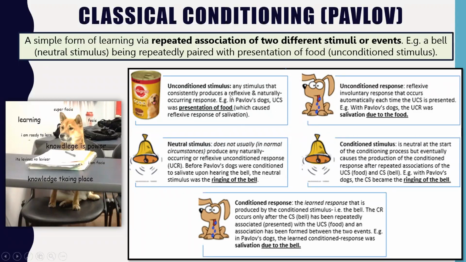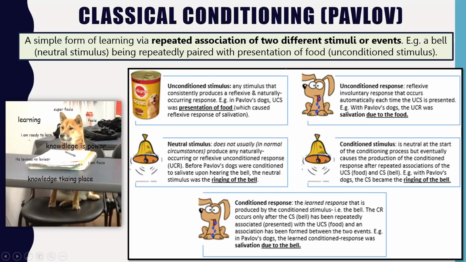You might remember that we went through these five different elements, and it's very important for us to know what these elements are. Now, the first one was the unconditioned stimulus, which is basically the unlearned thing. That's the thing that the dog doesn't have to learn to produce a naturally occurring response towards. So the dog doesn't have to learn to salivate towards food. It's a naturally occurring response.